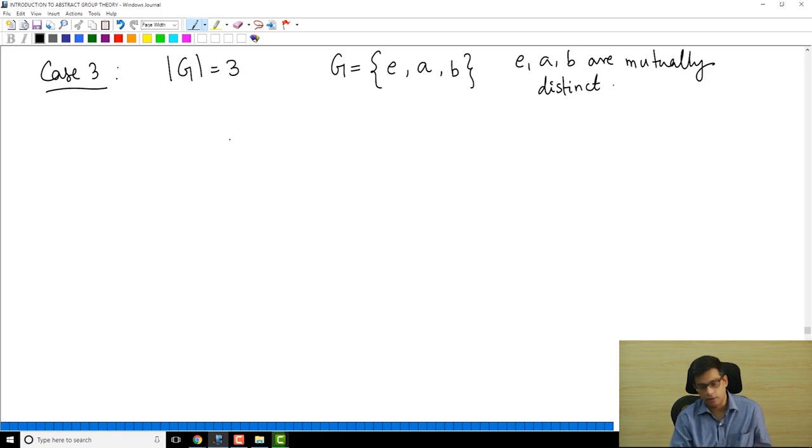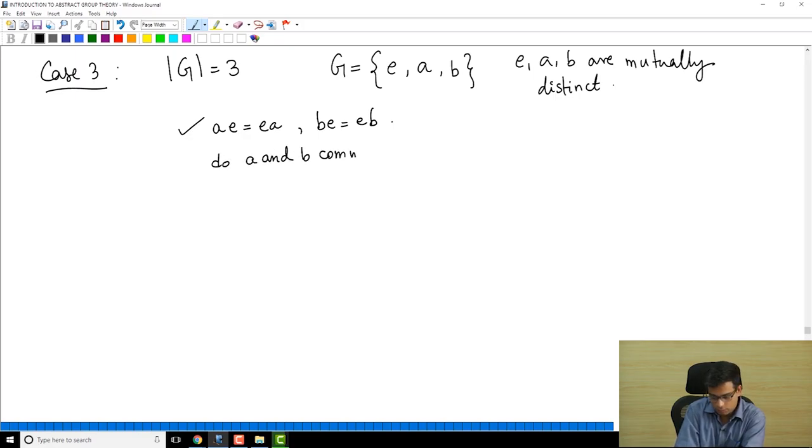Okay, now again, if G is not abelian, it means that there exist 2 elements which do not commute with each other. So, the only possibility in this case must be A and B because A and E commute and B and E commute. The question is, do A and B commute? So, let us do the following. Let us look at what can be AB.